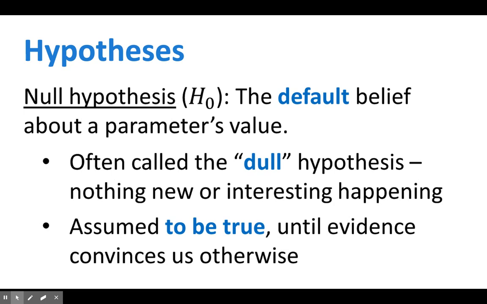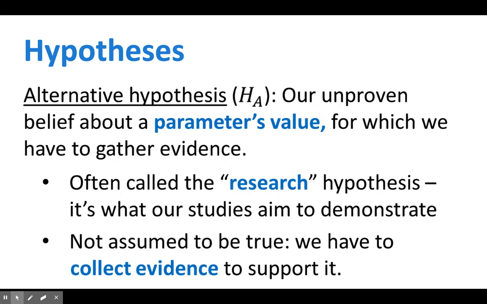So when we're doing hypothesis testing, everything that we do is going to be under the assumption that the null hypothesis is true, but it's all going to be in the name of trying to gather evidence for the alternative hypothesis. And so for the alternative hypothesis, again, this is the one that we're trying to gather evidence for. Sometimes it's called the research hypothesis because it's what the study aims to demonstrate. And this is the one that is not assumed to be true. You have to collect evidence to support it.